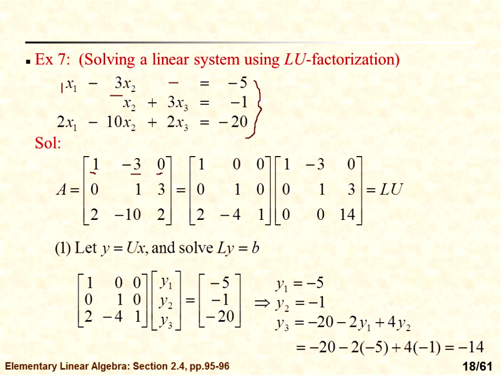After that, I apply the row echelon form, and I want to convert it into an upper triangular matrix. So I want 0 in this place, 0 in this place, and 0 in this place. Applying the row operations one by one, I will convert this matrix into an upper triangular matrix.